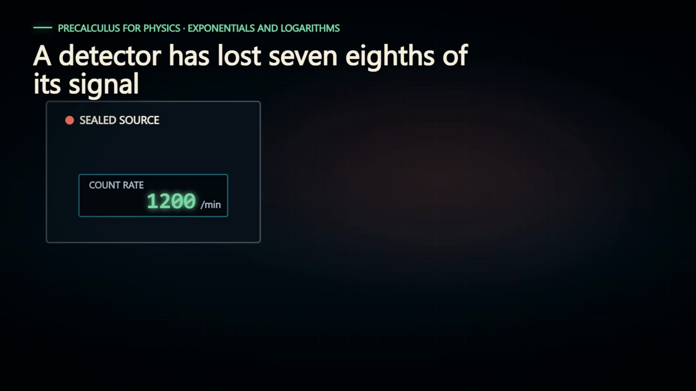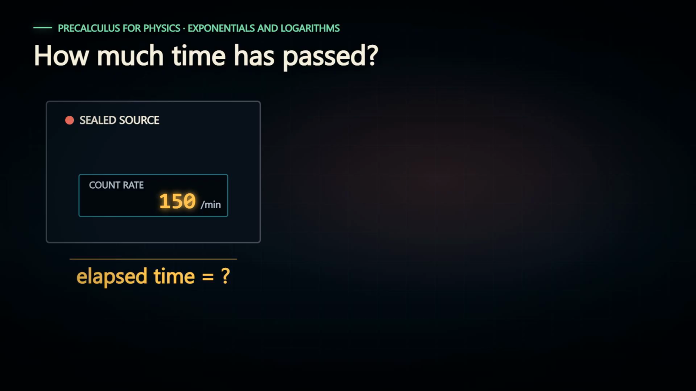A sealed physics detector was calibrated at 1200 counts per minute. Later, its display reads only 150. Nothing is leaking, and the instrument is healthy. The signal itself has faded. The missing label asks one question: how much time has passed?